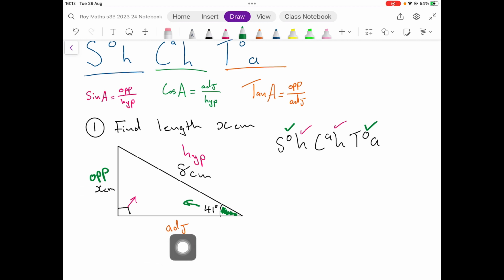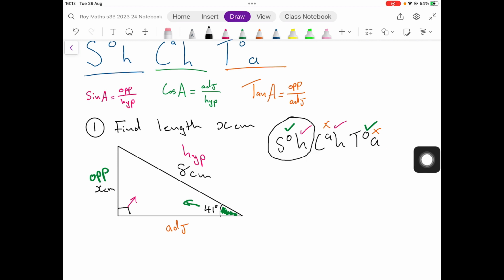The adjacent. Do we know the length of the adjacent? No. Are we trying to find that length? No. So the adjacent is no good to me here. So I'll score out above the A. And by doing this, we realise that we must select sine, because this is the one that has both the sides in the ratio, okay? Here we can see sine is opposite over hypotenuse. O up high, h down low, opposite over hypotenuse.